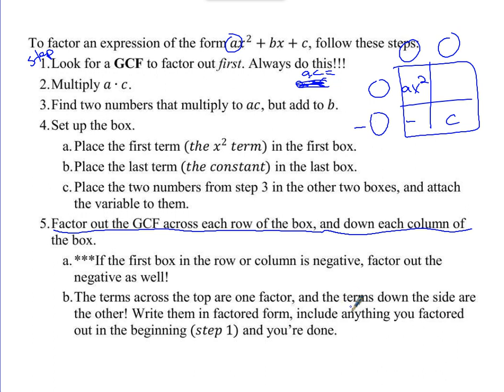The terms across the top are one factor, the terms down the side are the other factor. So these guys right here form my first factor. These guys right here form my second factor. And that's me undoing FOIL right there.